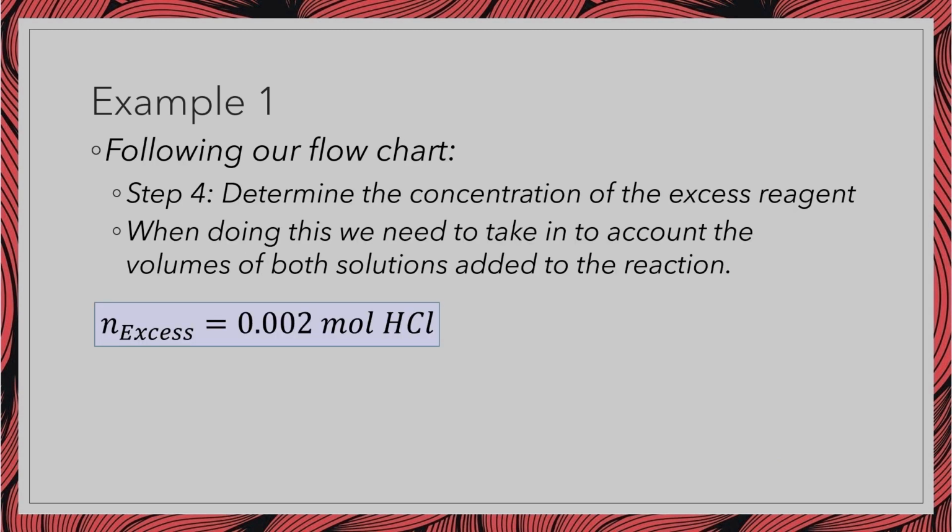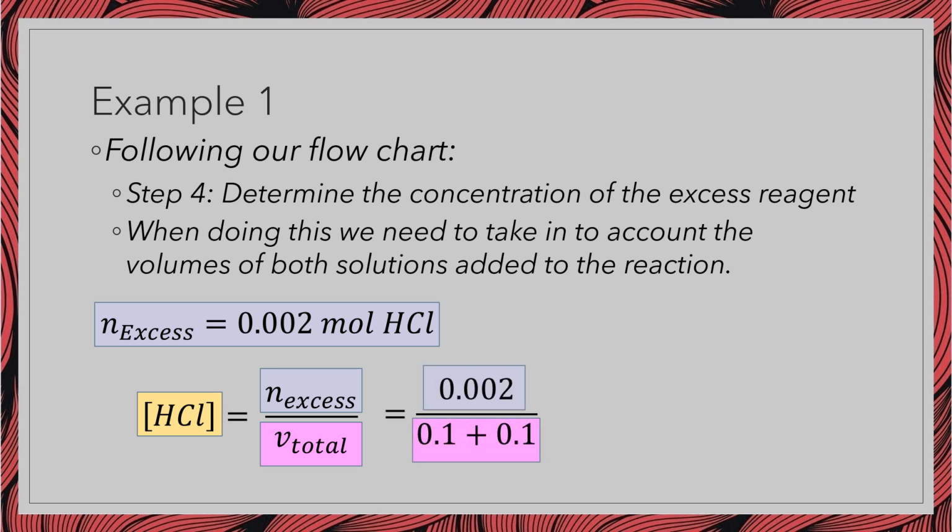Now, we follow our flowchart. We've got the number of moles of excess. What do we need? Well, we need concentration. The key thing with concentration is that we need to take into account that we've mixed two solutions. Because we've mixed two solutions, the final volume is going to be the combined volume of those two solutions. So we had 100 mL and 100 mL, so our total volume is going to be 0.1 plus 0.1 liters.